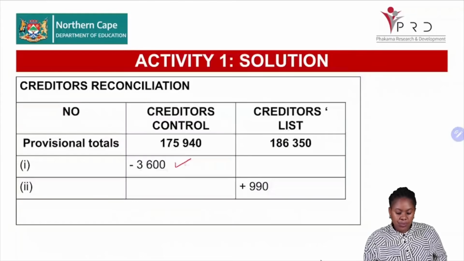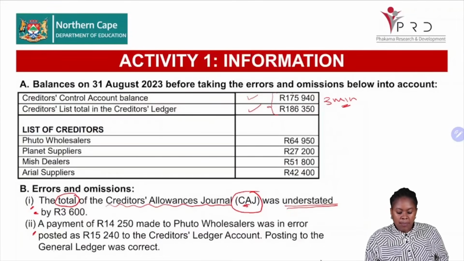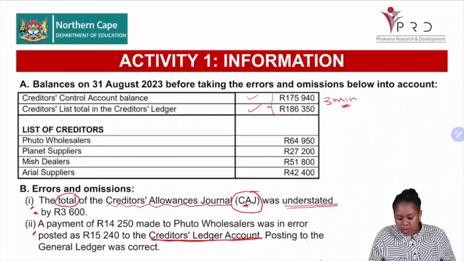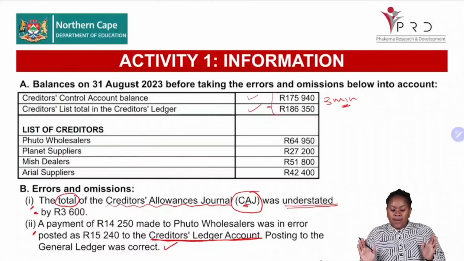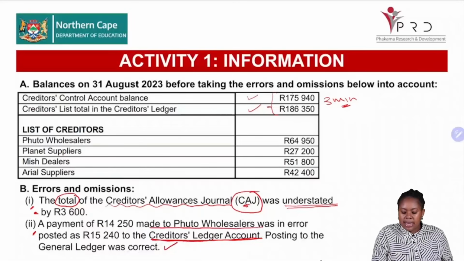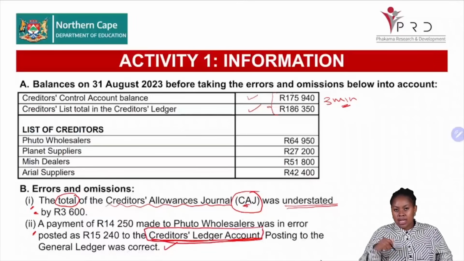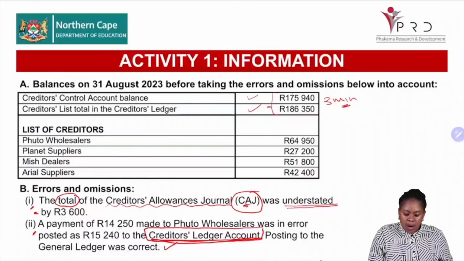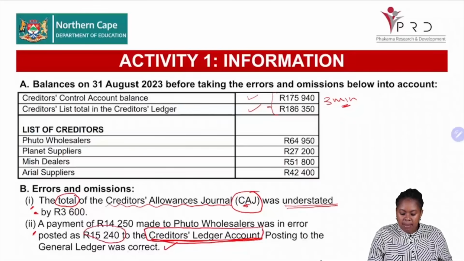Right, then number 2 says the payment of 14,250 made to Puto wholesalers was in error posted as 15,240 to the creditors ledger account. Posting to the general ledger was correct. Now, which of the two is affected? They specifically indicated that the error is in the creditors ledger. No problem. Now, what did they do? They overstated the amount, right?